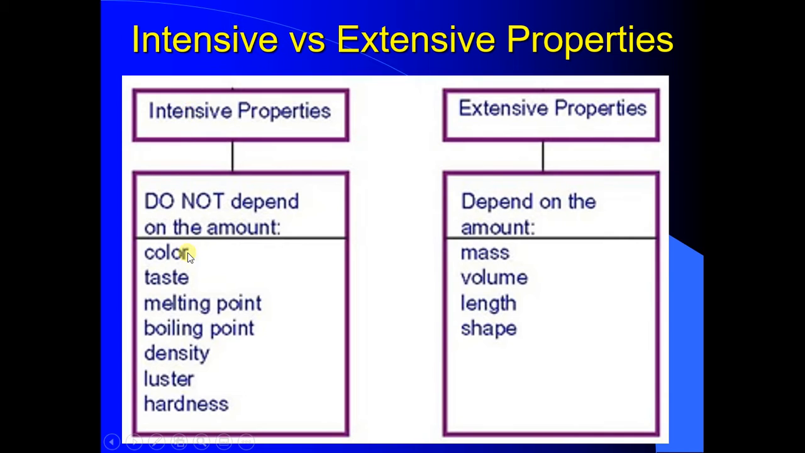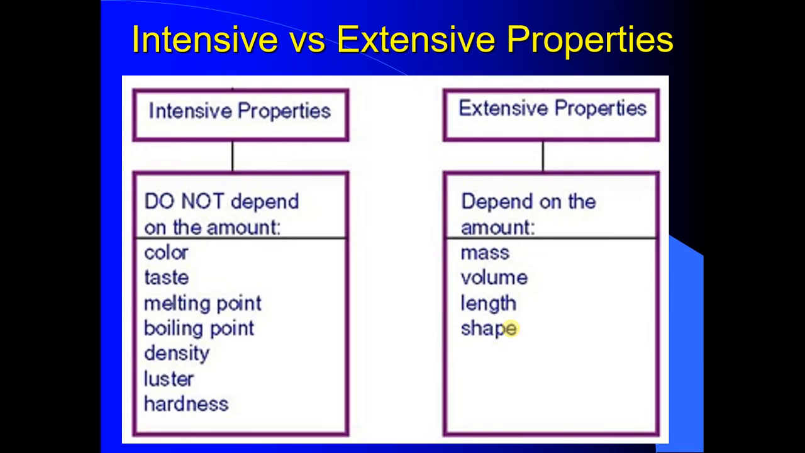Okay, so an intensive property, for example, like color or taste or melting point or boiling point or density or shininess or hardness, these things don't depend on how much of a sample of matter that we have. They're always the same. Whereas extensive properties can change depending on if we have a lot of matter or a little matter. For example, mass and volume and length and shape can all change as we change the amount of matter that we have.